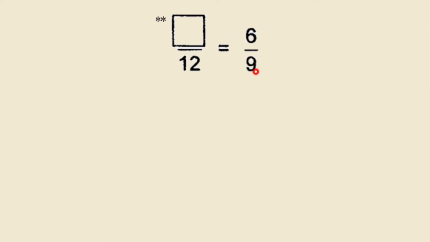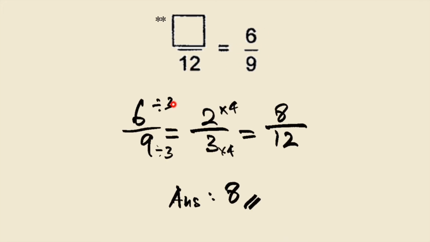So we have to turn 9 to 12 over here. We start out with 6/9. We're going to divide by 3, top and bottom. So it gets us 2/3. So we're going to times 4 throughout again to obtain 8/12. Therefore, the answer is 8.